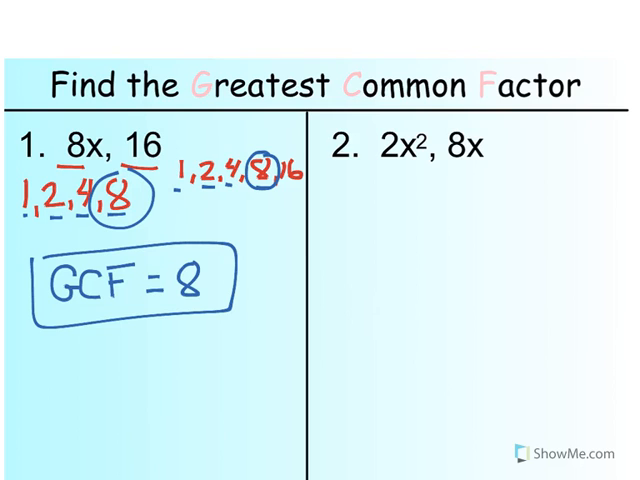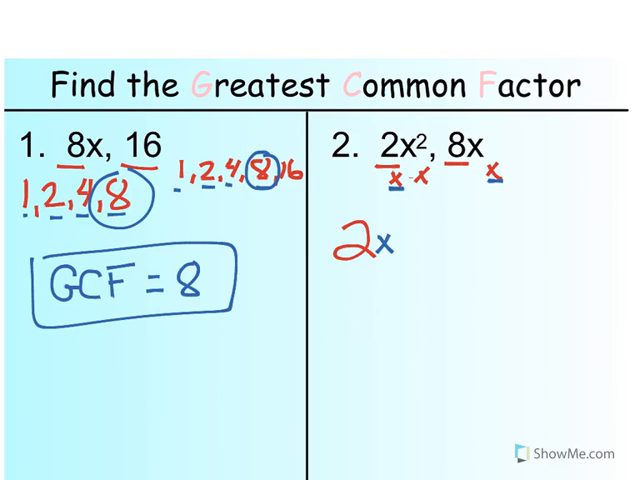It's a little different. When we look at the coefficients 2 and 8, the largest number that goes into 2 that also goes into 8 is 2. The other thing that's different here is x squared. Remind yourself from earlier in this unit, x squared means x times x. There are two x's being multiplied. The second term just has one x. Well, what do they both have in common? They both have at least one x. So we can say they share an x. They both have at least one.